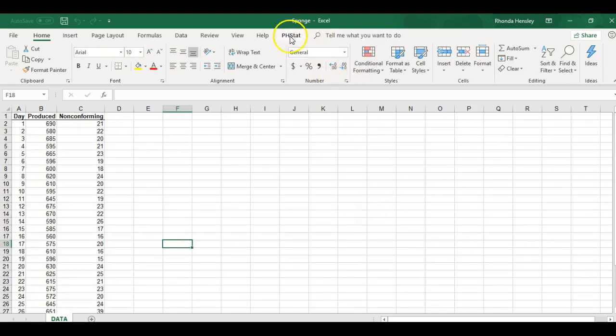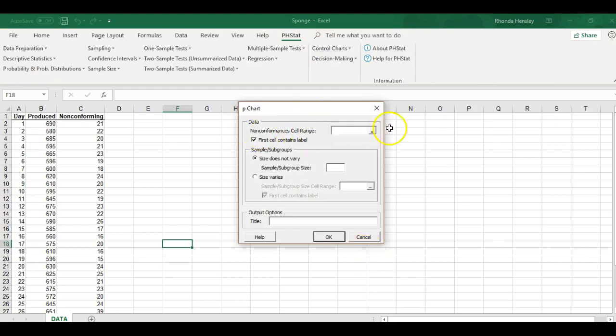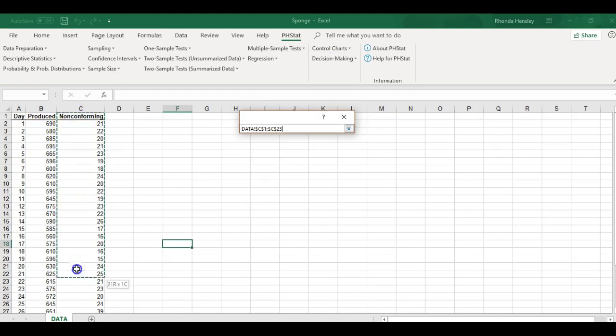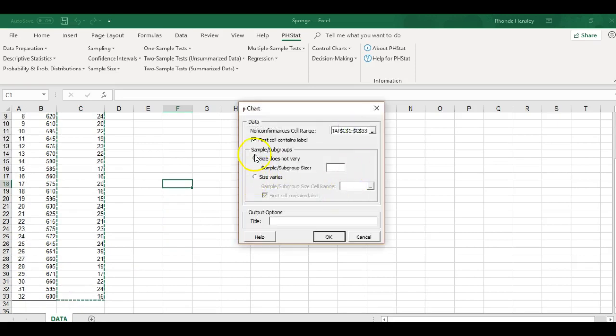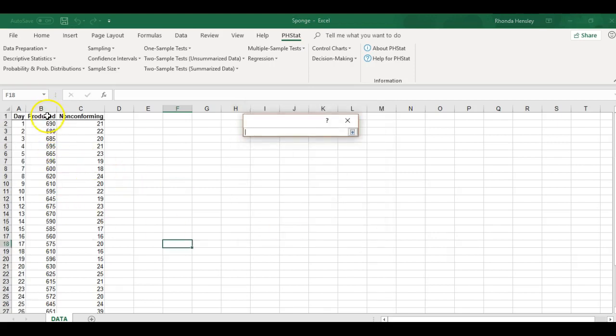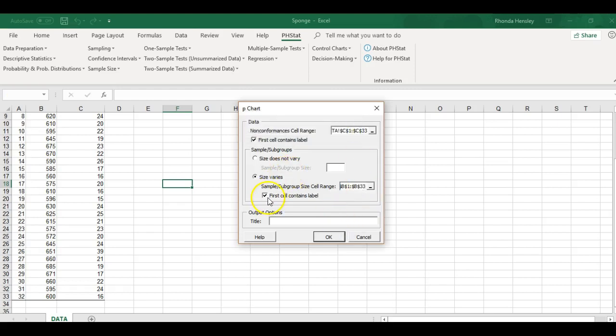So we just go to PHStat again, control charts, a P chart, and we tell it our non-conformances cell range again is our non-conforming sponges, the ones that weren't good. Then we go down and change it here, and we tell it that our sample size varies. We go back and pick out the column with the actual sample size for each day's observations. And both of these first cell contains label boxes are checked, because I checked those things off.